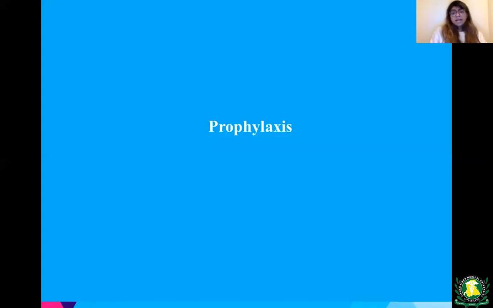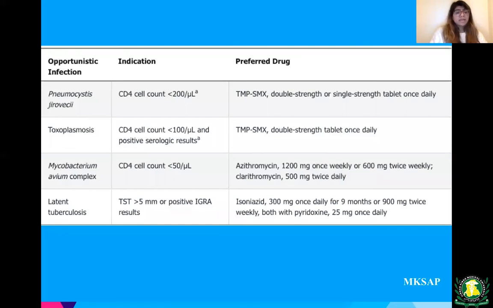So prophylaxis is also very important in our patients. If you remember from my second lecture, I talked about some of the opportunistic infections that our HIV and AIDS patients are susceptible to, specifically with their CD4 count. So it's important to put them on prophylaxis. I'm not going to belabor this too much, but this is a very nice slide. If you recall from my last lecture, for Pneumocystis jirovecii, also PCP, the indication is when the CD4 count is less than 200, and you want to give them trimethoprim-sulfamethoxazole. That's the preferred prophylaxis.